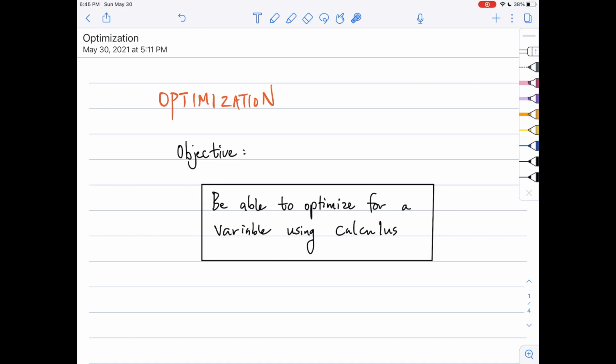I had the grade 12s write a reflection on which topics they found to be most challenging, and consistently optimization and what we're going to do next, related rates, were two of the hardest topics that they encountered in DP1 calculus. In DP2 calculus, there are obviously harder concepts, but in terms of DP1, optimization and related rates are some of the hardest problems you're going to encounter.